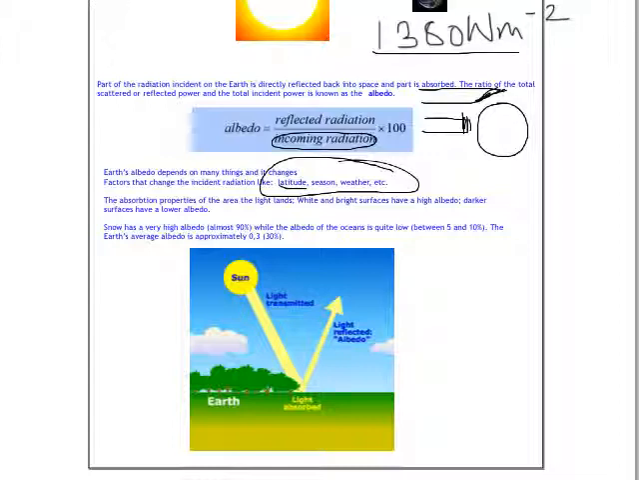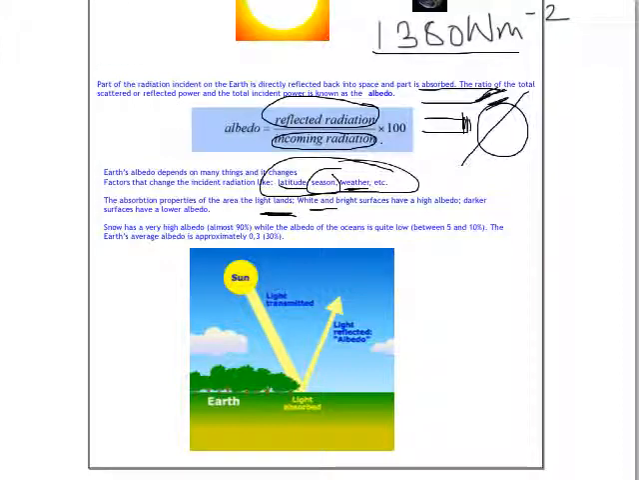But then there are other things. The weather, for example, cloud cover, will affect the reflected radiation, although the incoming would be the same. Seasons, for the same reason we mentioned before with latitude. At certain times of the year, the Earth tilts, so some areas are at an angle, and so there's more spreading. The absorption properties of the area where light lands is very important.